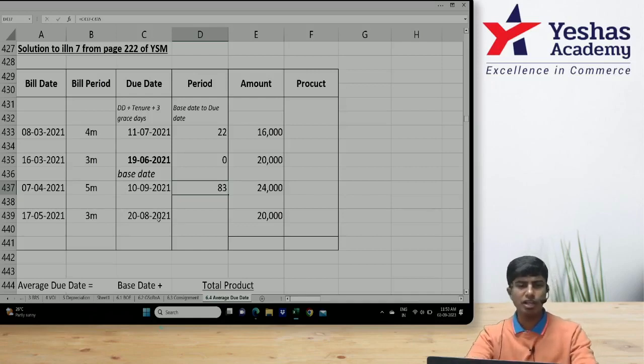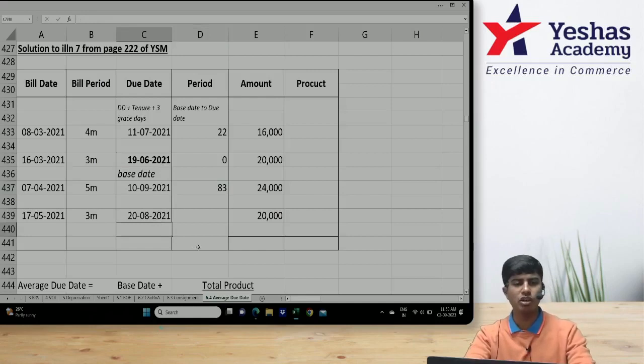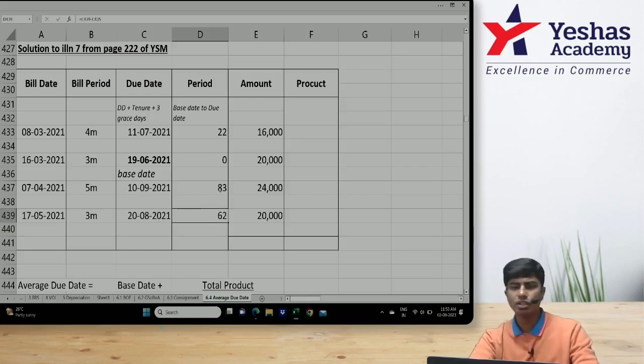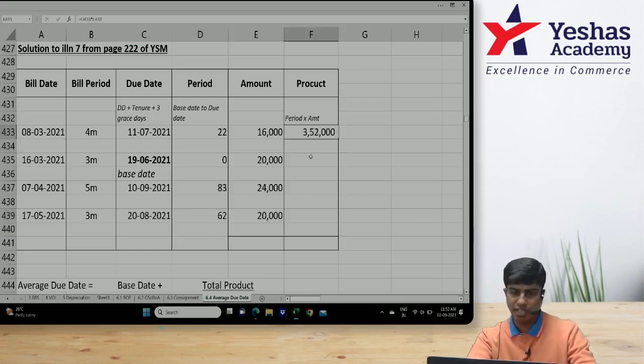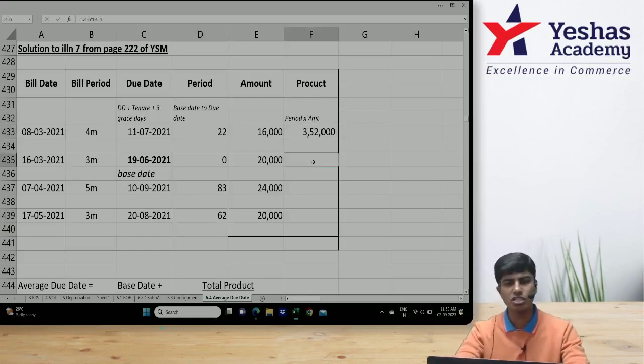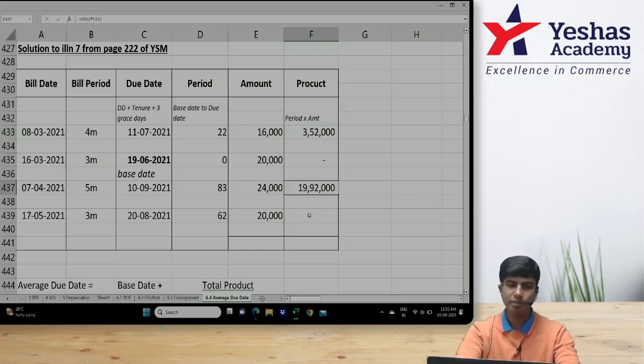Next, 20th of August: 19th of June to 20th of August. June 11 days, July 31 days, August 20 days. 60, 22 into 16. 3,52,000. 20,000 into 0, 0. 83 into 24,000. 62 into 20,000.